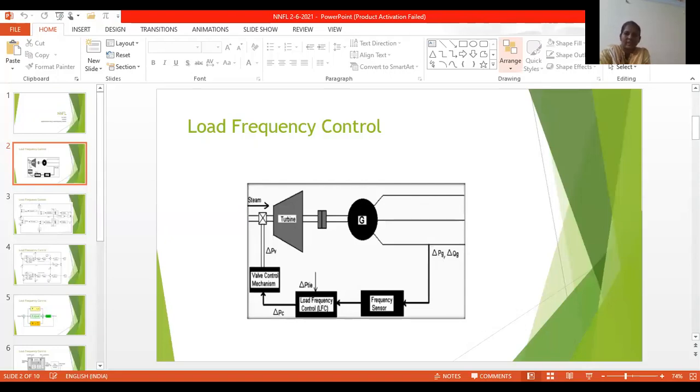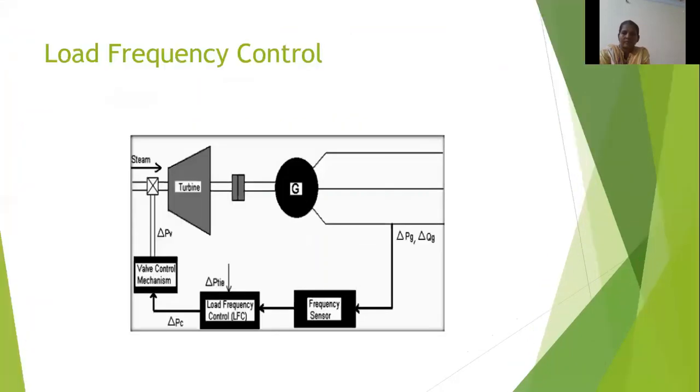You can see this block diagram here. In the block diagram, you have your generator coupled to a turbine, and the turbine steam input valve is connected to the valve control mechanism, which in turn is connected to the load frequency control, which in turn is connected to the frequency sensor, which is connected to the generator output. So you need to always monitor these two parameters.